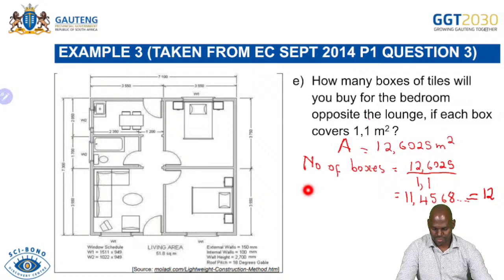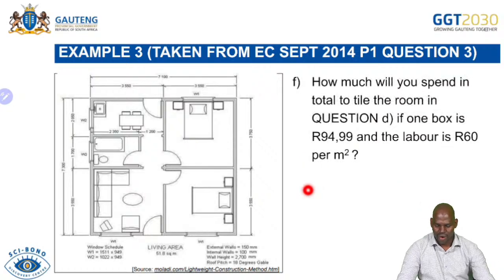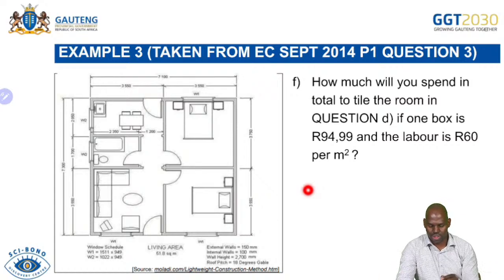Number of boxes. So this one is how many boxes of tiles? It's about 12. Then F is how much will you spend in total to tile the room in question D if one box is R94.99 and the labor is 60 rand per square meter? So for this one, the person who's going to tile the room will charge you 60 rand per square meter, but you also need the tiles.